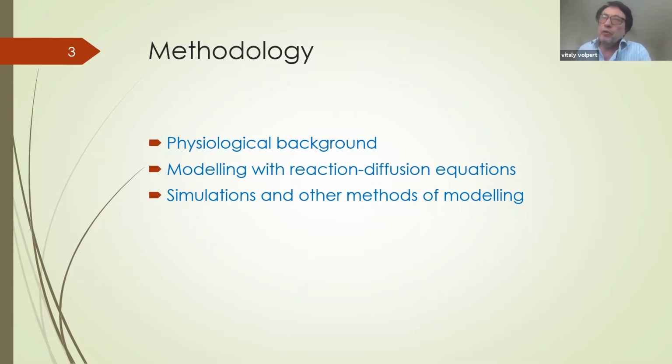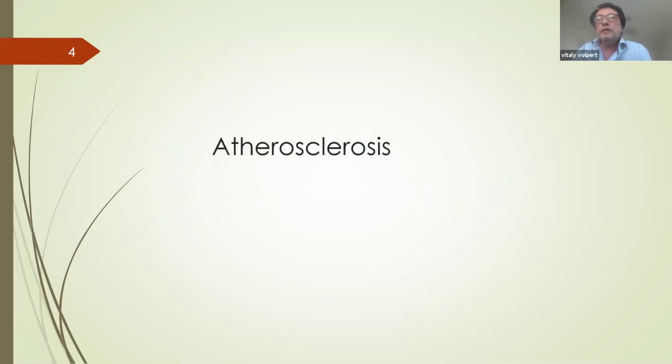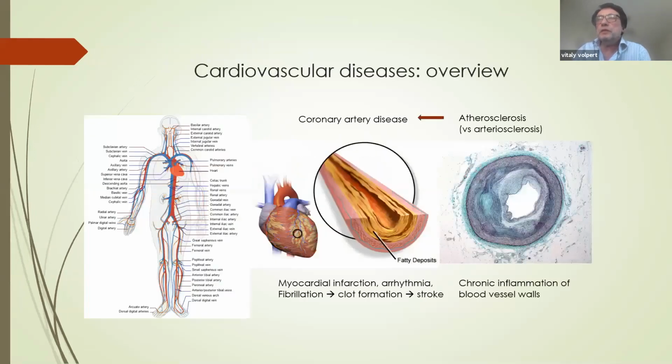I think it might be more useful and more interesting. So let us start with atherosclerosis. What is atherosclerosis? It is a chronic inflammation which happens in blood vessel walls. For example, here shown in the middle image, it's a coronary artery in the heart, and the inflammation starts here.